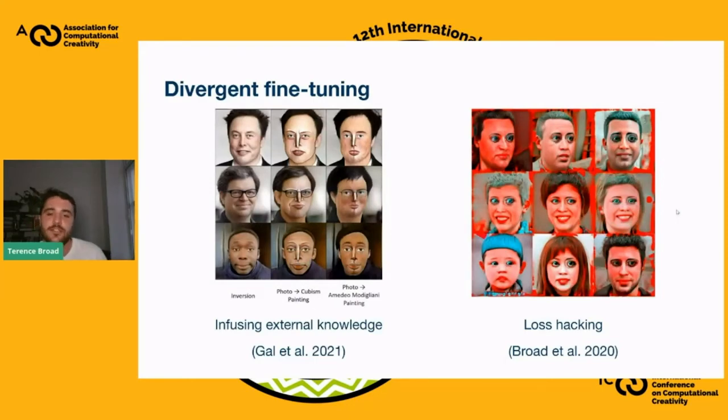And then in some of my previous work is loss hacking, where I fine-tuned a pre-trained model with the inverse of the adversarial loss function. So we're trying to make the images look as fake as possible rather than as real as possible, and we end up producing these really uncanny results.